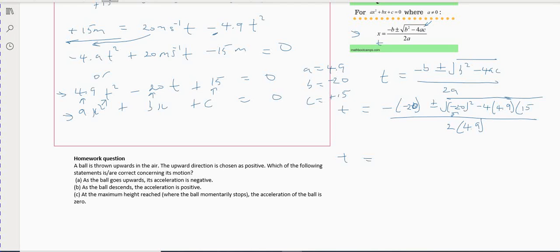Minus and minus is going to give you a plus. So that's positive 20 plus or minus. Let's see what is happening on this side with the square root sign. Yeah, this calculator needs charging. Okay, let me see what's happening now. So negative 20 squared, that's going to give you, let me just check that again.